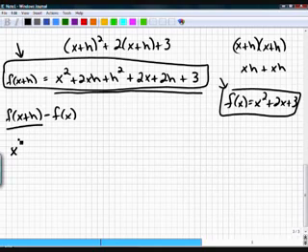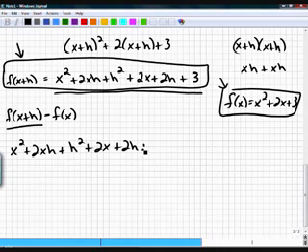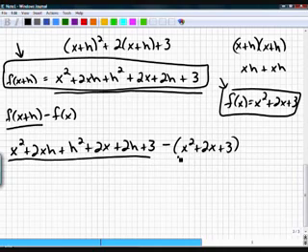So that would be x squared plus 2xh plus h squared plus 2x plus 2h plus 3 minus. Make sure, since we're doing minus all of f of x, put it in parentheses. Minus x squared plus 2x plus 3. This should clean up a little bit. Any question on how I got that? This is f of x plus h, minus this is f of x. Yeah, a lot of stuff crosses out.